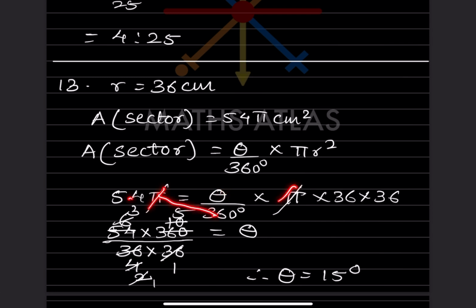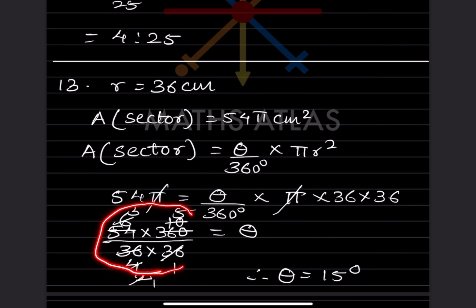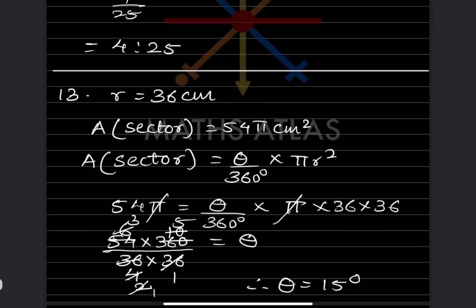54 goes on the other side when it is changing the place, so this will go in the numerator, and these both will go to the left hand side, so this is going to the denominator. When you simplify this, I have already done it over here. So you get theta as 15 degree. So we got the value of theta as 15 degree.